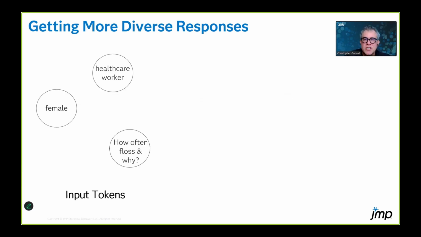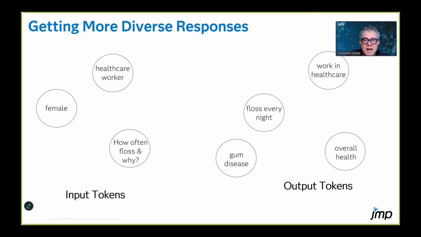If you give ChatGPT a prompt asking for it to generate a response that a female healthcare worker would give to the question, "How often do you floss and why?" it first breaks that prompt down into a set of input tokens, which we see here on the left. Then it generates a set of output tokens that it deemed most likely to be relevant to the input tokens. So we see these here now on the right.